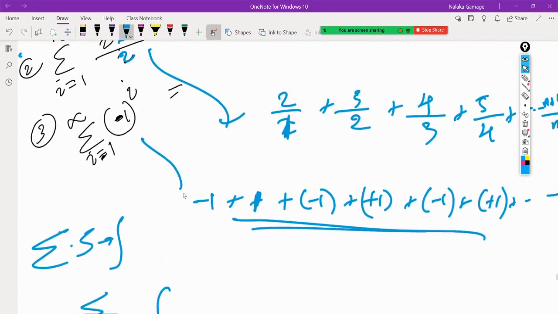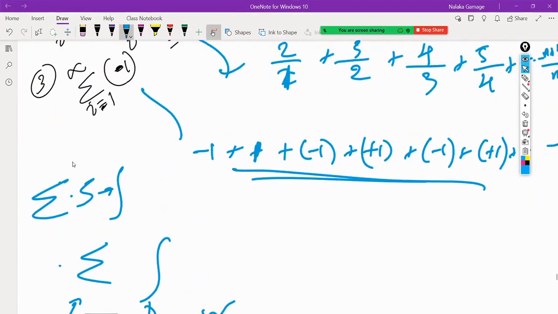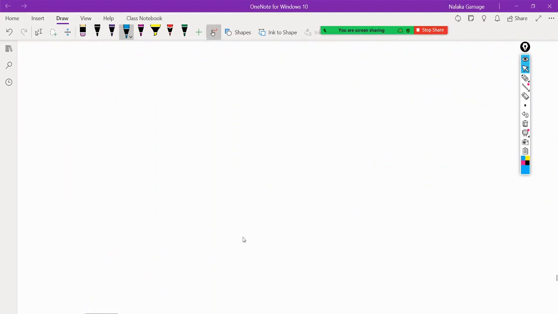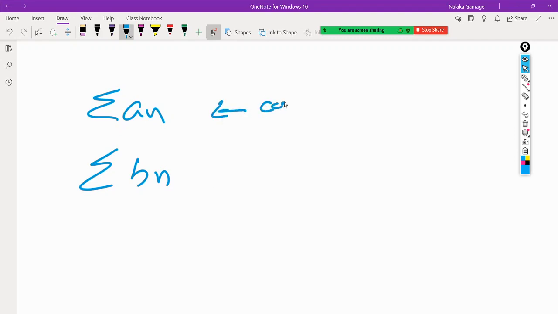Right. So now you are familiar with this sigma notation, right? Now assume that I have two convergent series. We can write them as sigma a_n and sigma b_n. So this is a1, a2, a3, a4, and this is b1, b2, b3, b4, etc. And assume that both are convergent. Right? Both are convergent.